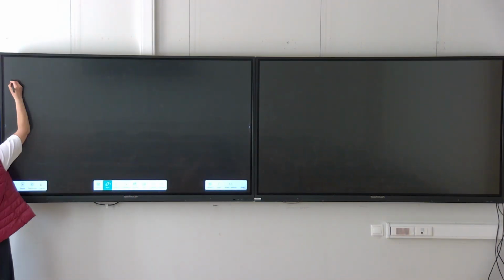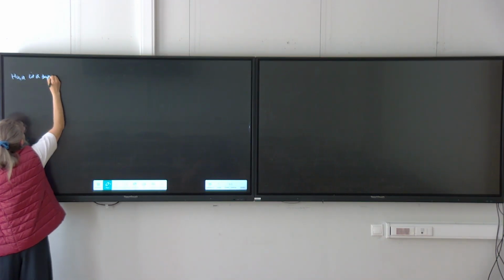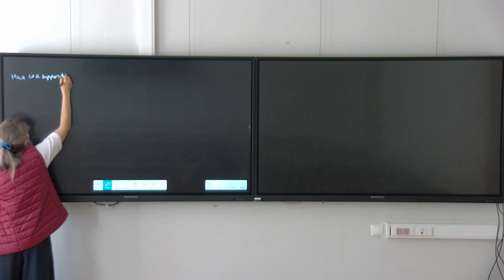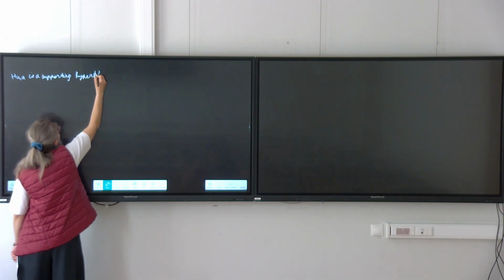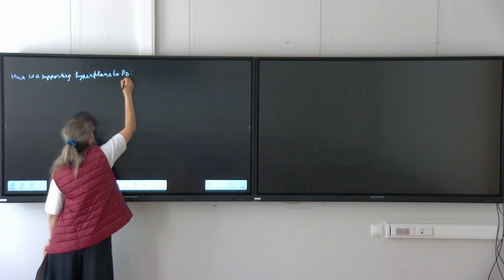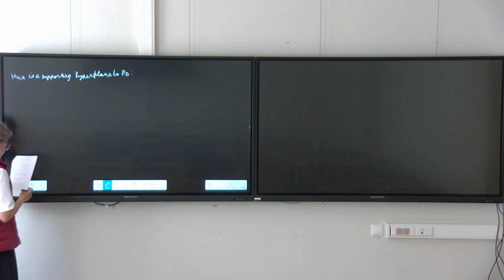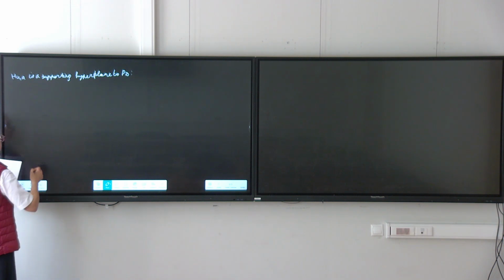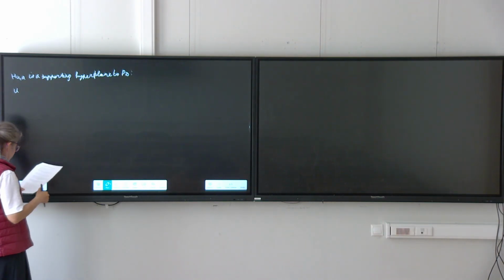So H_{U,A} is a supporting hyperplane to P_D. Why? Because we can decompose U using the rays of sigma.